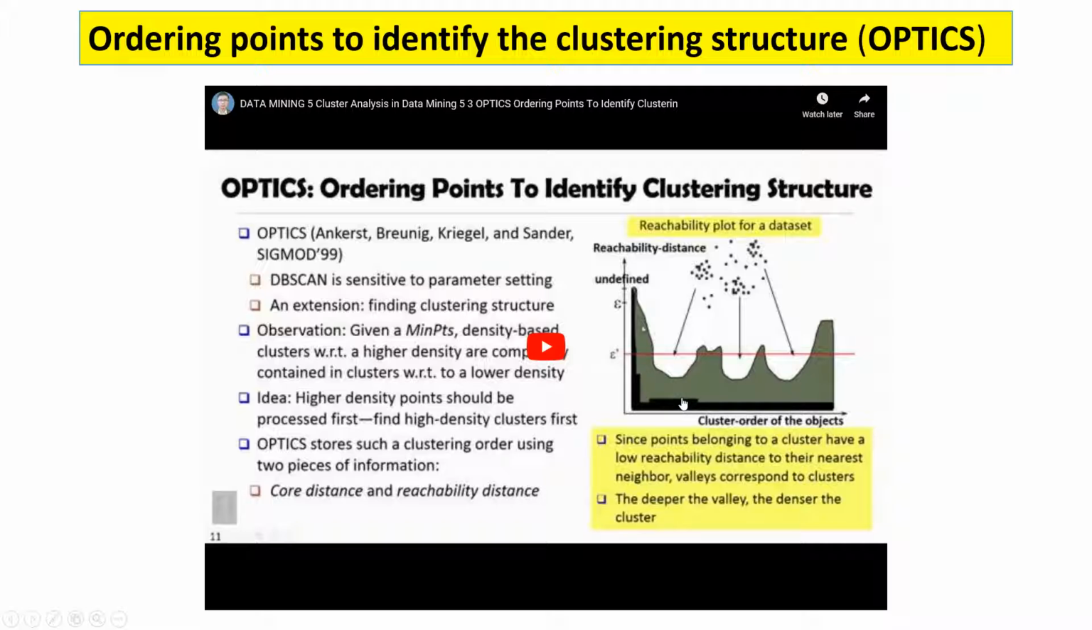Prashant, are you able to hear me? So you can run this, and basically that's the idea here. That is called OPTICS: Ordering Points To Identify Clustering Structure.